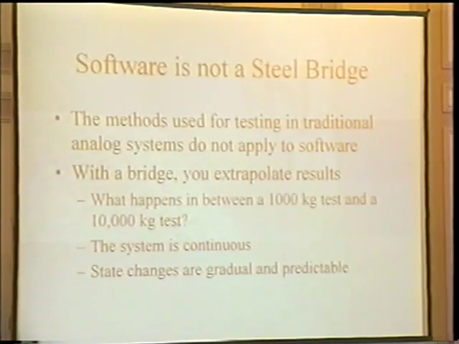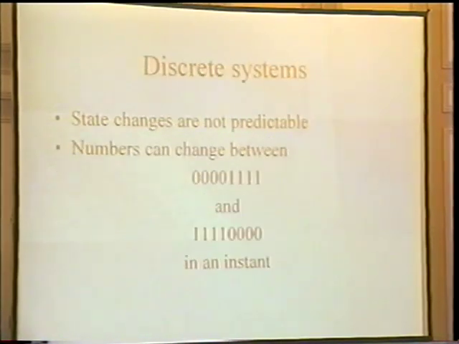Another reason why we have bad software is that the mechanisms for testing software are completely different from physical systems. Software is not a steel bridge. Here's an example. I can put a 1,000-kilogram weight test on a girder, I can do a 10,000-kilogram weight test on the girder, and I can make assumptions about 5, 6, and 7,000 pounds. With software, it's not like that. To do that test, I have to do 1,000, 1,001, 1,002. There's no guarantee. The system is not continuous. The state changes are not gradual or predictable in any way.